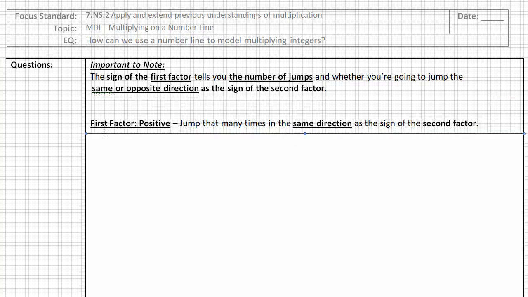So our first 2 examples are going to be where the first factor is positive. What that means is we are going to jump that many times in the same direction as the sign of the second factor. Let's take a look at the first problem.